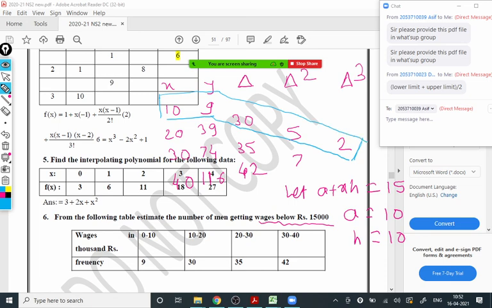Suppose at the end you get f of 15 as something like 15.7. Then you can say approximately 16 men have wages below 15. You have to approximate the fraction to the nearest integer because we are writing it as a number of men. So roughly 16 men are getting wages below 15.